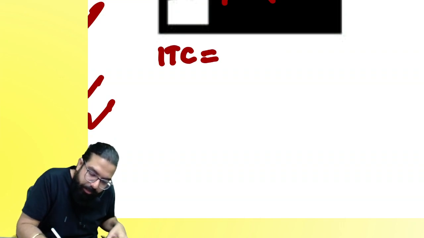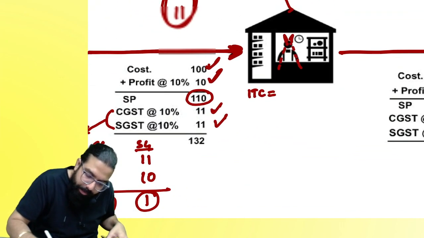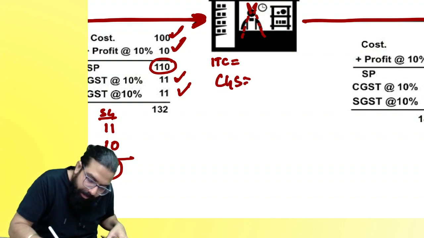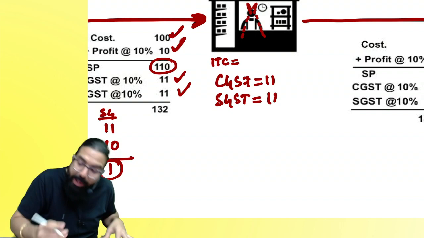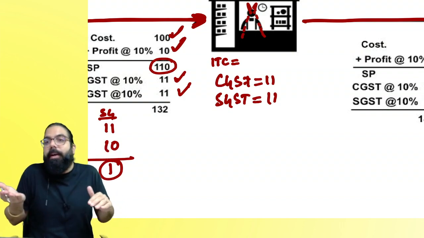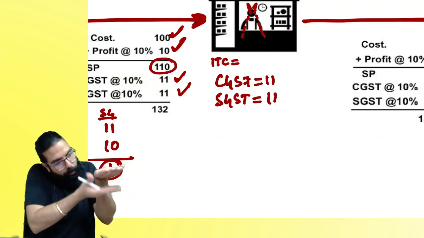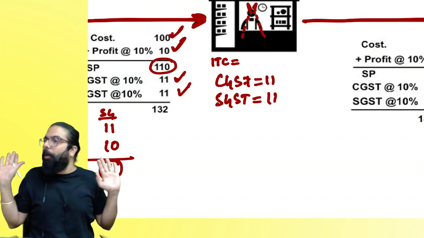If you are a dealer, I will always give you what? Input tax credit. How much did he pay? CGST 11, SGST 11. Whatever tax you pay at an earlier stage, you get the credit, which you can use to pay your output tax liability. Is my point clear to all?